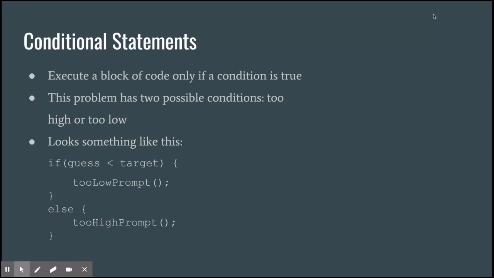And then the only other option is that the guess was too high. So we say else, and notice that we don't need to use an else if because there's only two options here. If the guess was not correct, it could only be too low or too high. So we say else, and then we call our toHigh prompt function, which is going to prompt the user again for their next guess, and then the user would input their next guess. And we keep going until they guess the correct number.